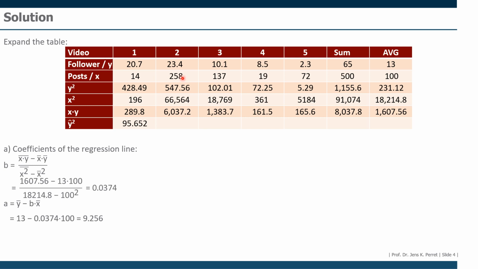258 times 2.2374 plus 9.256. Press enter, end result to the power of 2, giving me here 357.8, more or less. I'm going to do the same thing with the 137, with the 19, and with the 72.